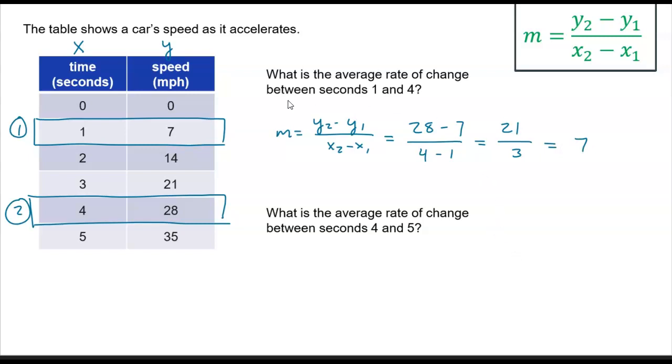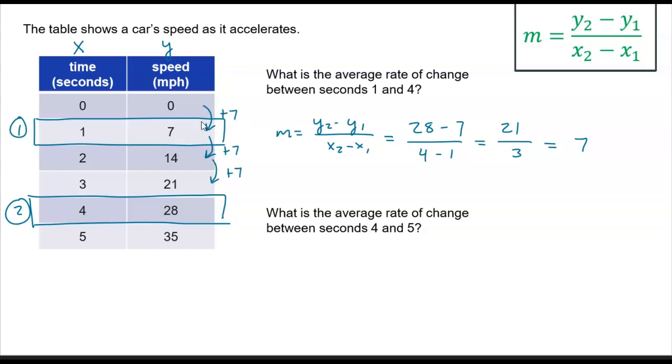But hold on just a second. Let's step back. Look at this pattern. 0, 7, 14, 21. Do you recognize what pattern's happening here? What would we call this? We're adding 7 each time, right? This is an arithmetic sequence, linear equation.